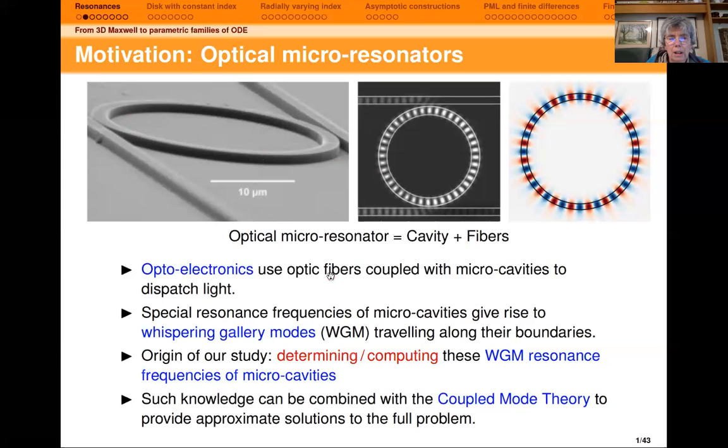And so a way of investigating the properties of the union of these fibers and the cavity is to consider the cavity alone. And it is what we will do. So we have an object which is bounded, which is dielectric. So it has an optical index which is different from the index 1 of the empty space around. And we are looking for its spectral properties.